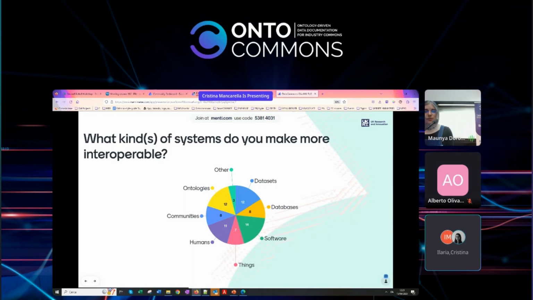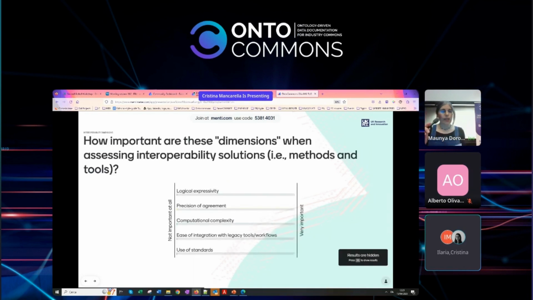So we can move to the next one. Here we ask you how important are these dimensions when assessing interoperability solutions like methods and tools. What we are trying to do here is to find dimensions that are important to characterize solutions. So we put some, and then we will ask you if you have others. So one is logical expressivity, precision of agreement, computational complexity, ease of integration with legacy tools or workflows, and use of standards.